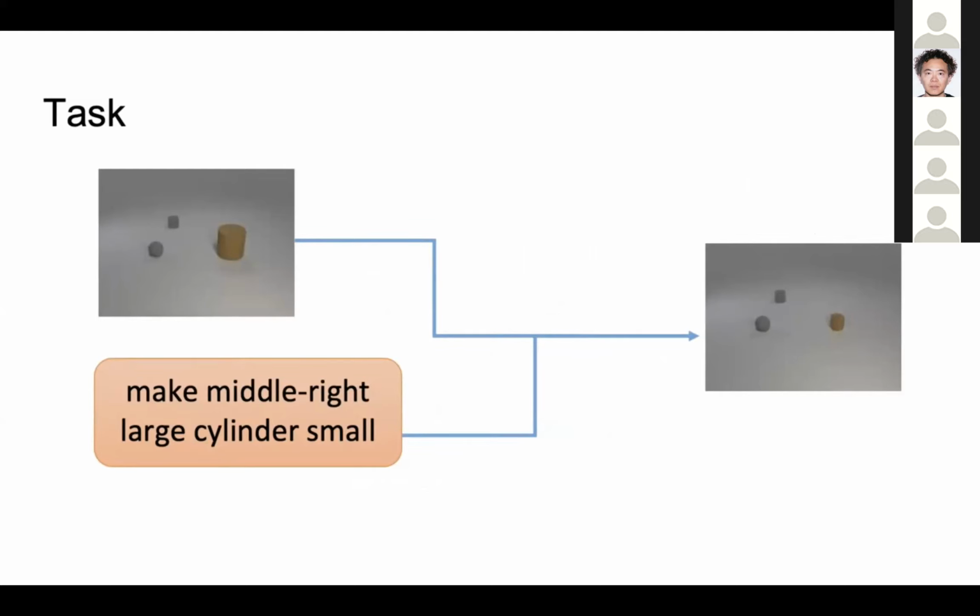So here we have a text that states, "make middle right large cylinder small." And we have an input image where there is a large cylinder on the right part of the image. So we want to generate an output image where the cylinder is actually smaller, but the rest of the image is unchanged.